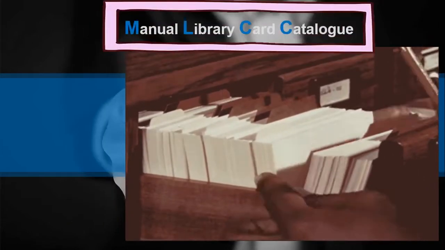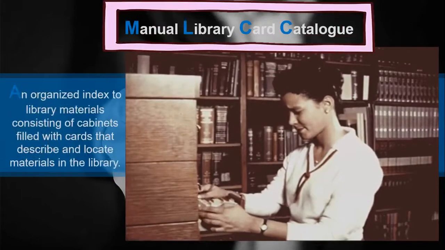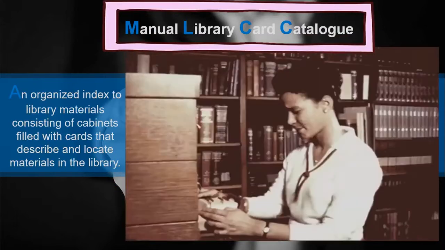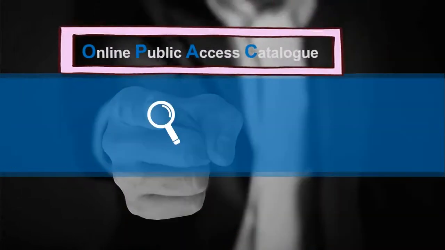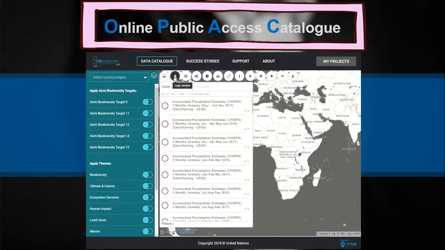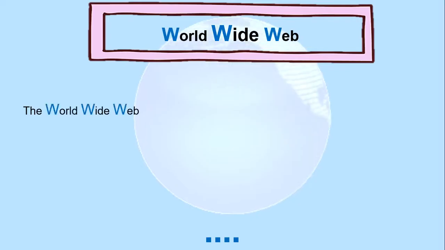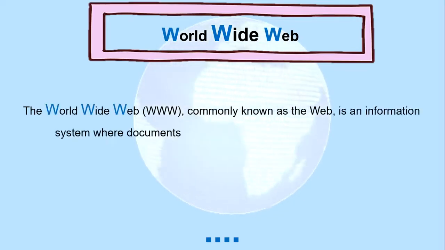True. While the library is usually the primary go-to place for students when they are in need of information or data from specific resources, technology has deeply changed the way we perceive library work and research. A manual library card catalog is an organized index to library materials consisting of cabinets filled with cards that describe and locate materials in the library. On the other hand, Online Public Access Catalog is an online database of all the resources and materials held by a particular library. The World Wide Web or the Internet contains truckloads of information.